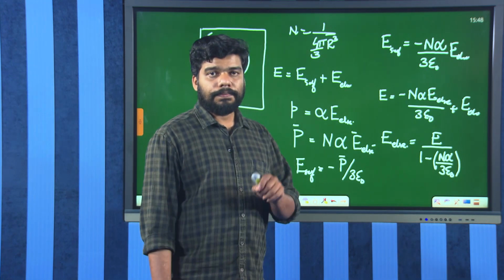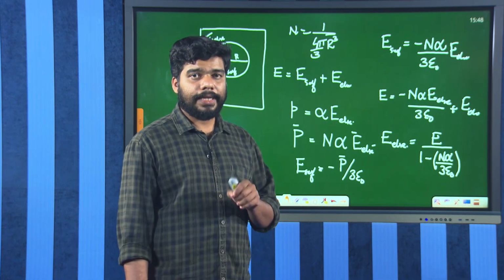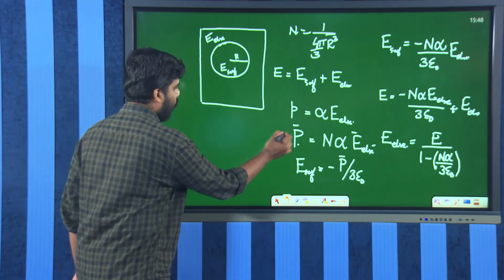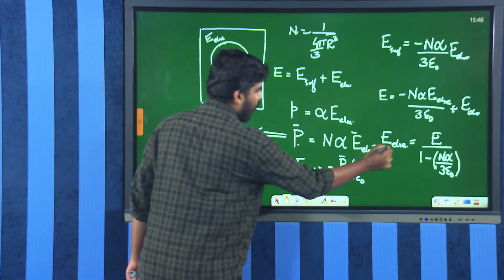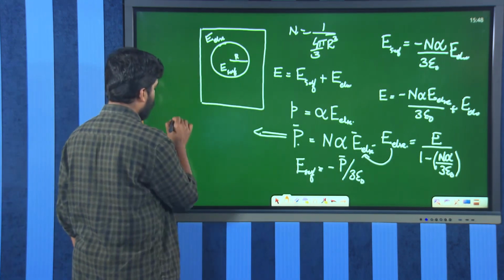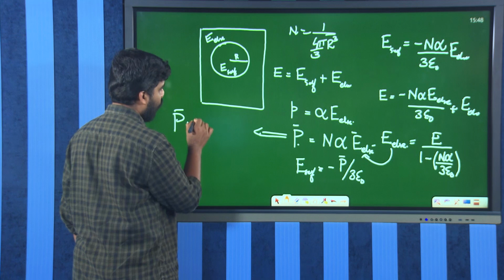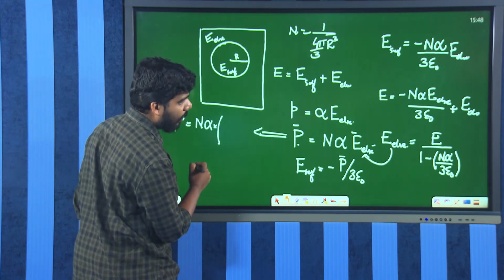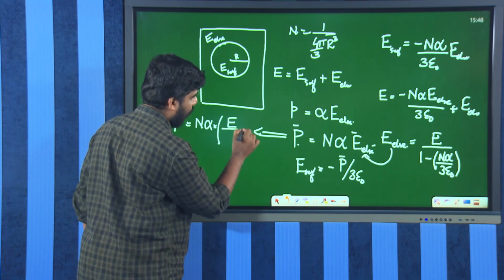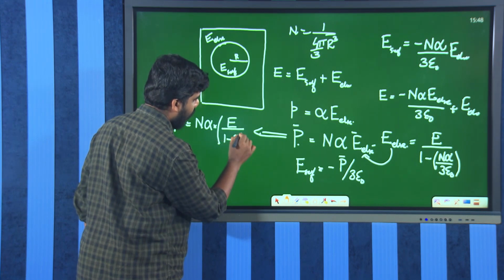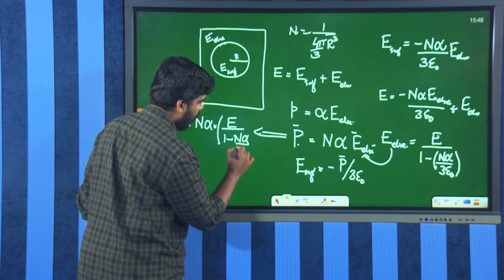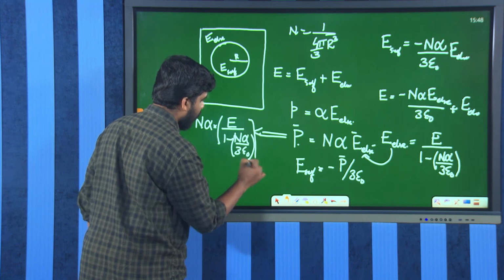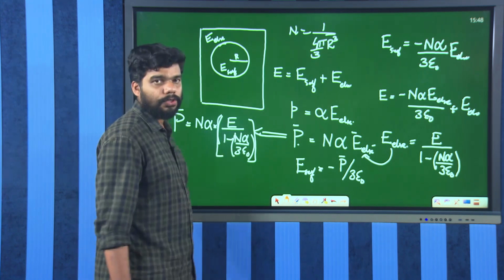So, P is equal to, then what is P? You have to substitute for P. So, P is equal to this equation; substitute for E local in this equation. So, P is equal to n alpha into, what is E local? E divided by 1 minus n alpha by 3 epsilon 0. N alpha divided by 3 epsilon 0.